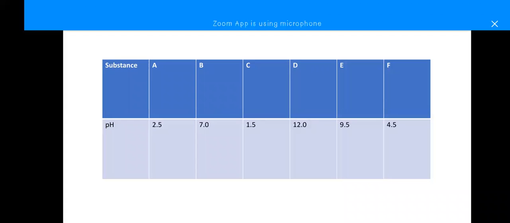So I want you to study the table. The questions are after this slide, so I'll ask the questions, then we'll go back and answer them and see how best we can manage that.